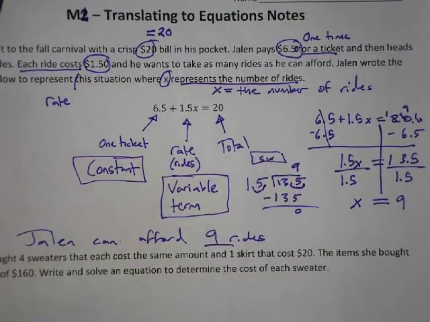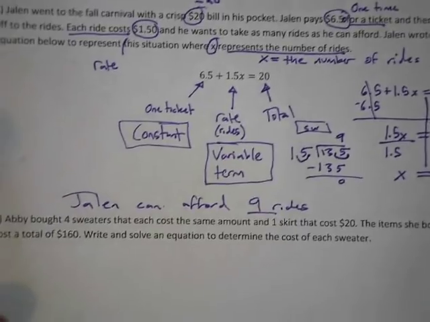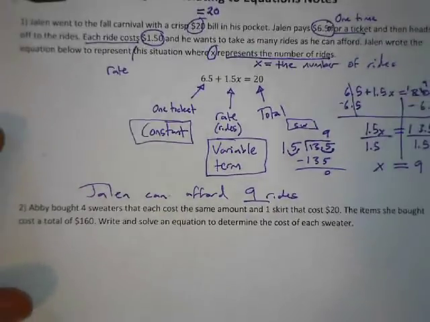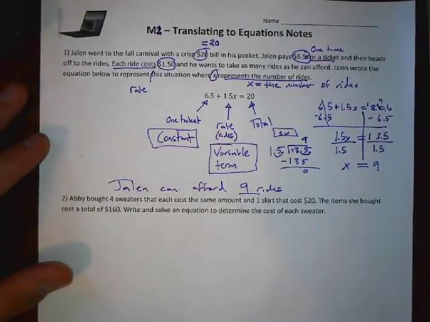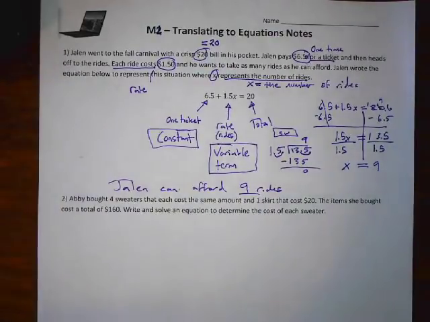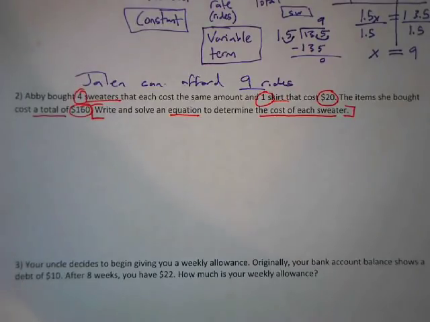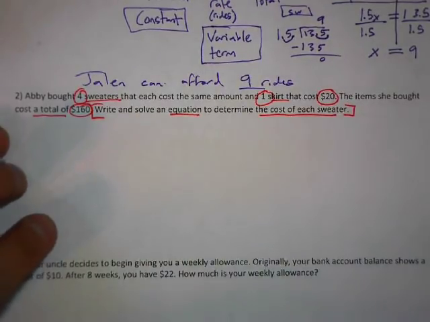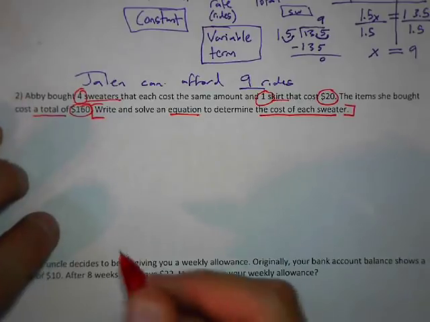Awesome. Okay, I want you to look at the next one. First, I want you to read it and annotate, marking up what's the constant, what's the variable term, and what's the total. When you're done, solve the equation and then check your answer with me. Okay, let's go through this one together. I already read the problem once and I marked it up, so now I'm going to read it again and I'm going to add some annotations.